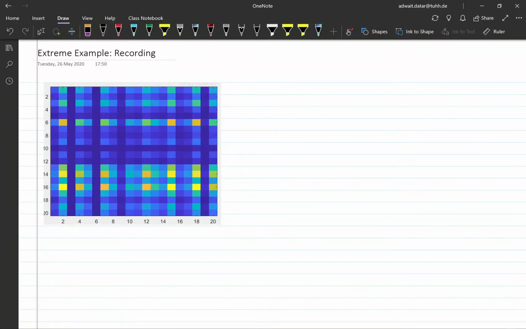Let's have a look at this example here. This figure shows a 20 by 20 matrix of integers. Let's call this matrix X, a 20 by 20 matrix, and each element Xij is an integer between 0 and 255. This is represented in the form of this picture, with yellow, green and red pointing towards higher values, whereas blue points towards the lower values.